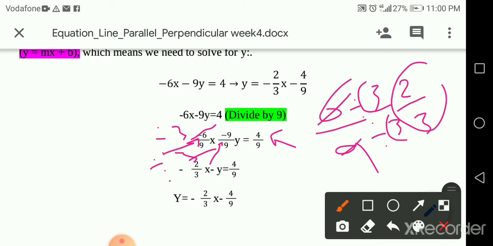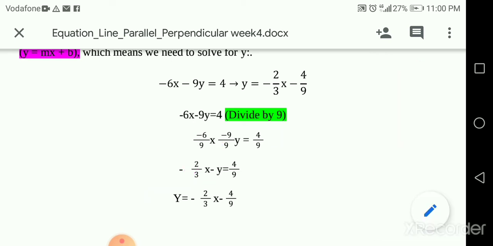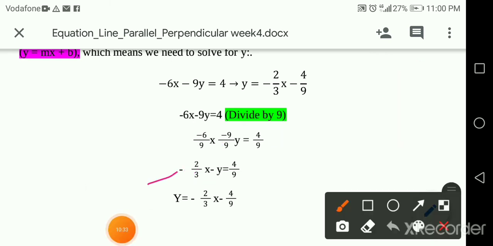So the answer will be negative 2/3, and we write x. After this, negative 9 and 9: the answer will be negative y. I just write negative and the variable y. 9 goes with 9. And then I have 4/9. Write it as it is.